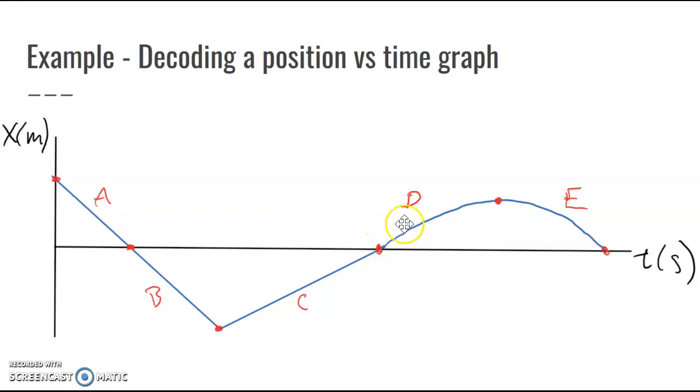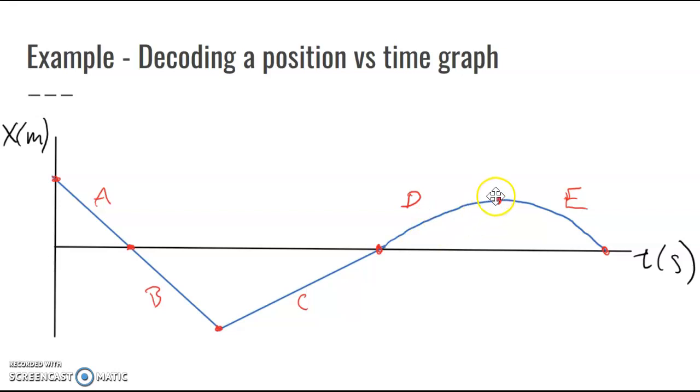Then in segments D and E, we have acceleration going on because our position versus time graph is curved. In segment D, we're moving in the positive direction, so our velocity is positive, but our change of position is getting smaller and smaller over time. Eventually, if we look at our rise over run, our rise is basically 0 at this point. So we're slowing down in this region.